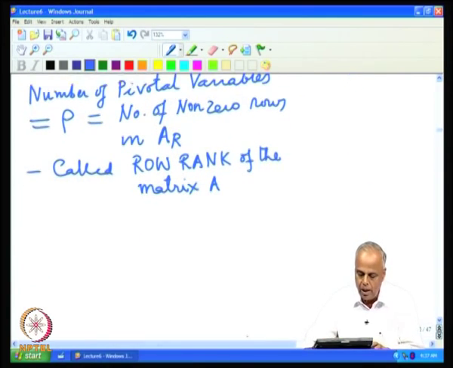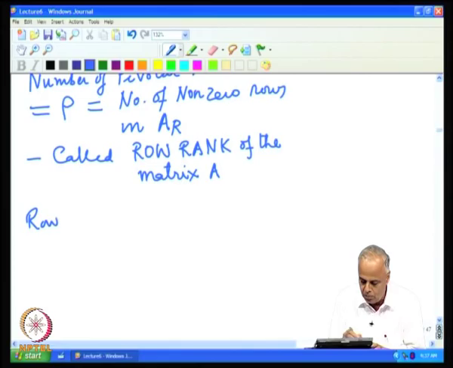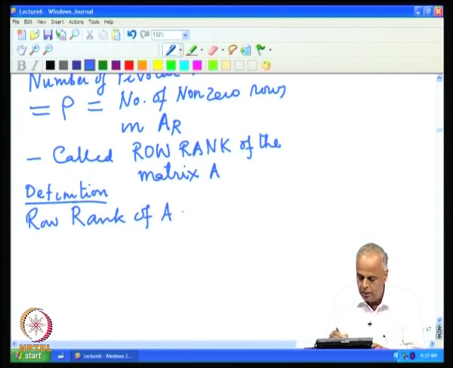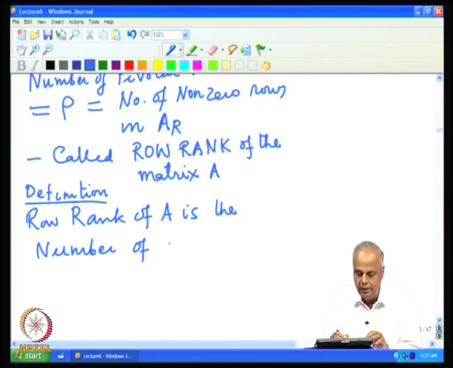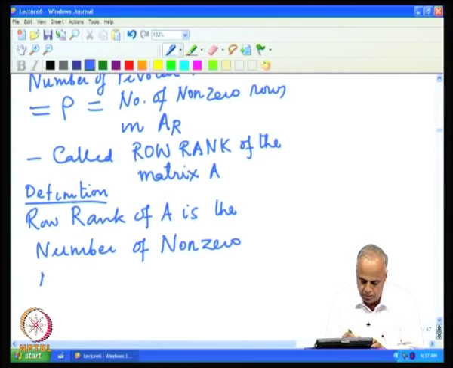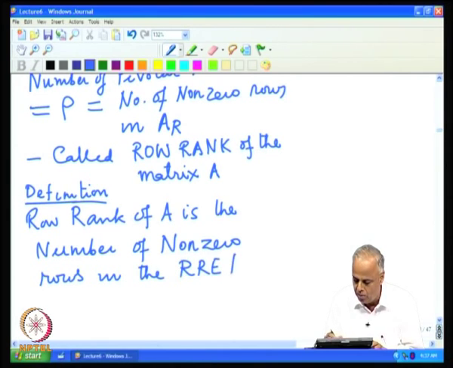So, what is the row rank of the matrix A? The definition is: the row rank of A is the number, a whole integer, the number of non-zero rows in the RRE form AR of A.